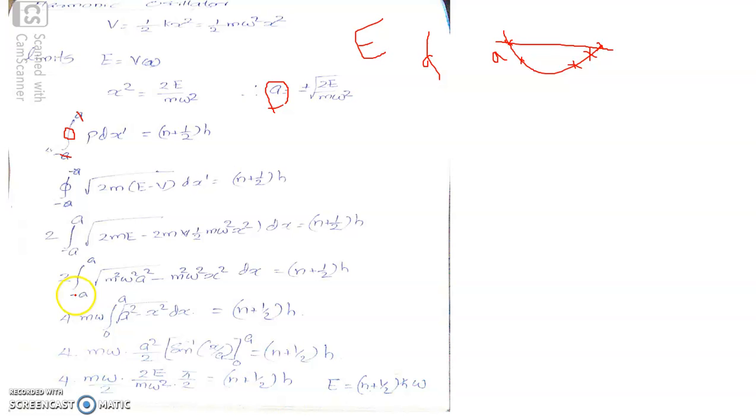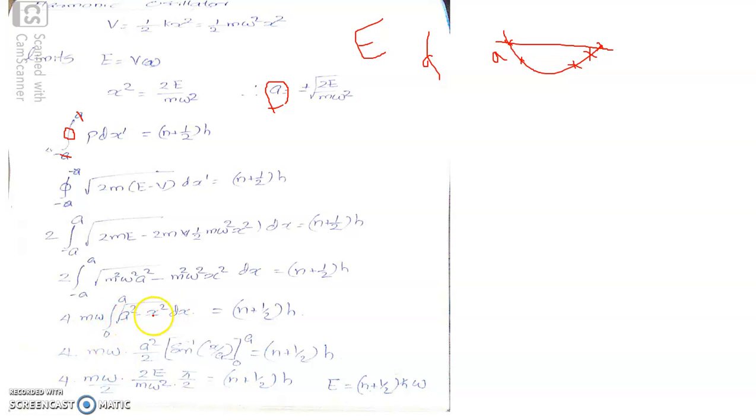Now, twice the integral from minus a to a can be written as 2 times the integral from 0 to a in magnitude. So that 2 with these 2 makes it 4. m omega is a common factor for this square root. m square omega square is taken out, and out of the square root we will have m omega. Integral from 0 to a, root of what remains, a square minus x square dx equals n plus half h. That is for m omega.